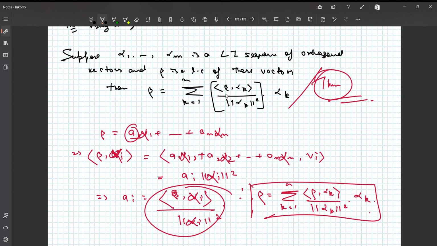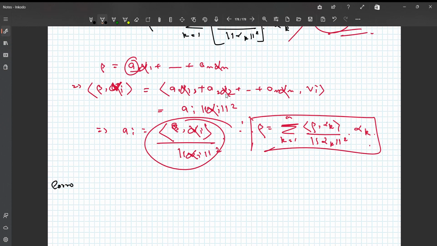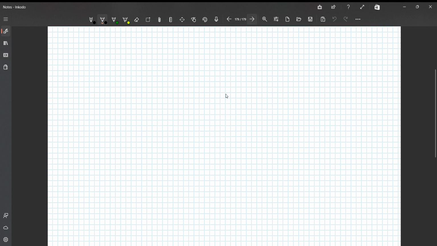But observe our important corollary. We know that a maximal linearly independent set is just a basis of a vector space, if we talk about a finite dimensional vector space. Therefore, any collection of orthogonal vectors from a finite dimensional vector space can have at most dimension V number of elements. You can frame this as a corollary: if the collection alpha 1 to alpha m is orthogonal in a finite dimensional inner product space V, then this number of elements in the orthogonal set must be at most dimension V, because this collection is linearly independent.